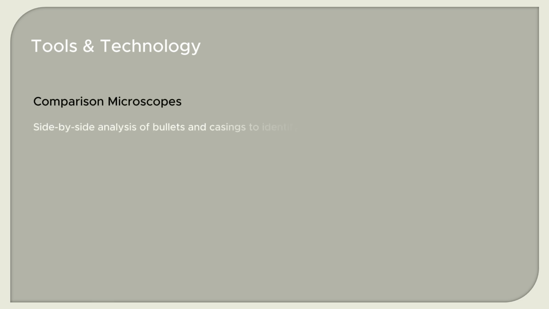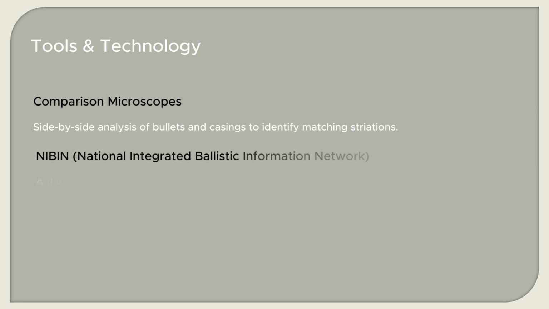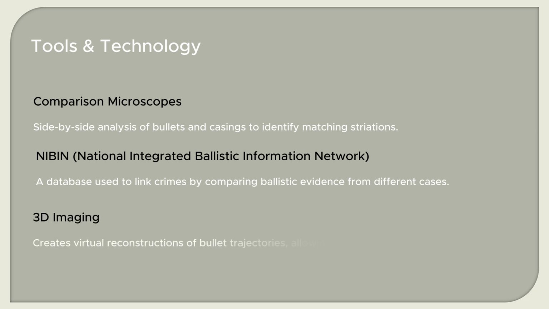Let's have a short look into tools and technology for forensic ballistics. First is comparison microscopes: side-by-side analysis of bullets and casings to identify matching striations. Second is NIBIN, National Integrated Ballistic Information Network, a database used to link crimes by comparing ballistic evidence from different cases. Third is 3D imaging: creates virtual reconstructions of bullet trajectories, allowing for accurate analysis and visualizations.